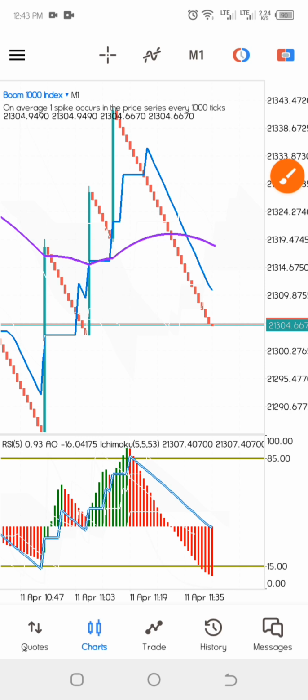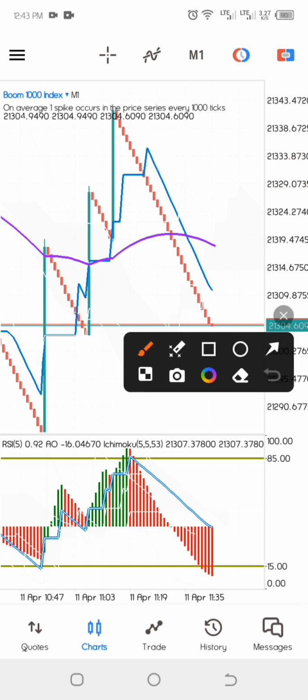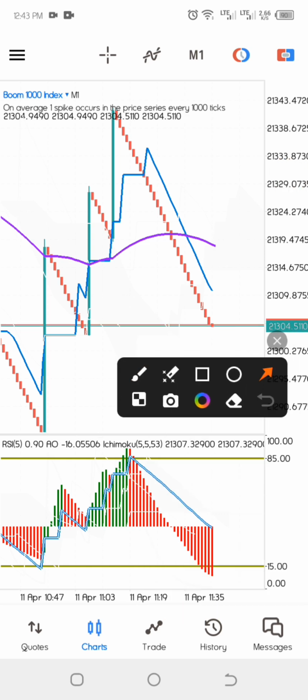Now, how do you use this strategy? To use the strategy is very simple and straightforward. We just have to pay close attention to our indicator window one. What our indicator window one says is what we are going to follow.